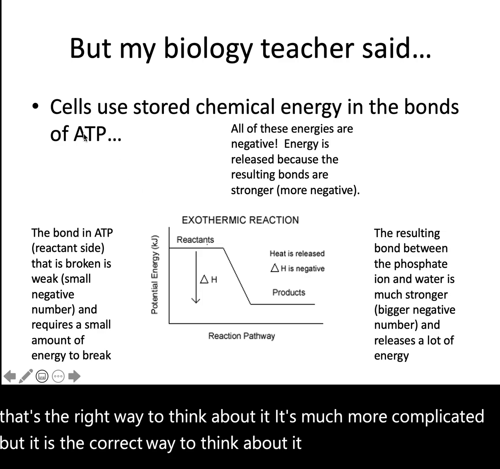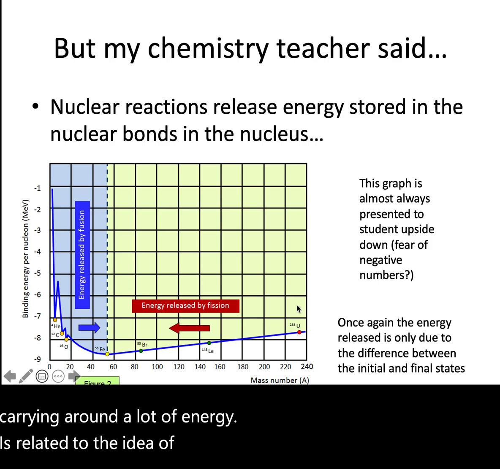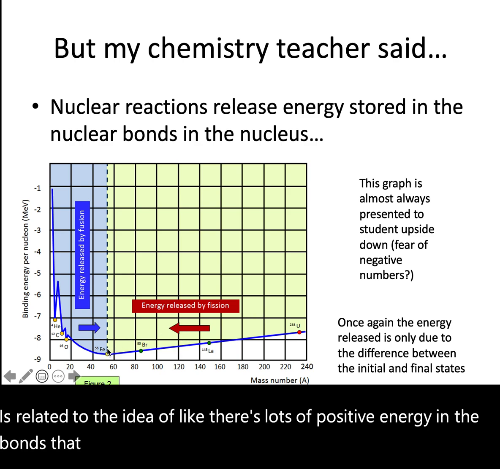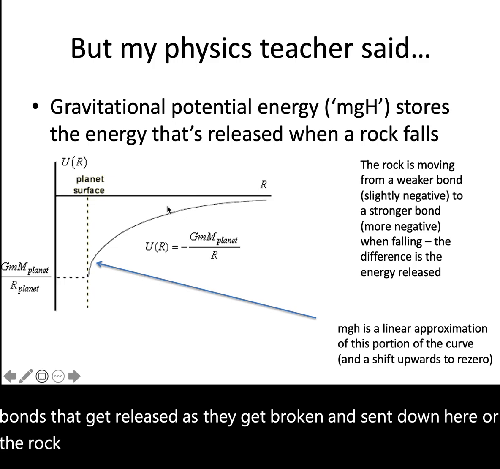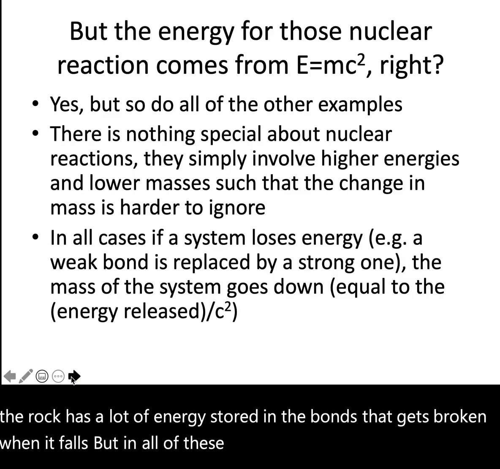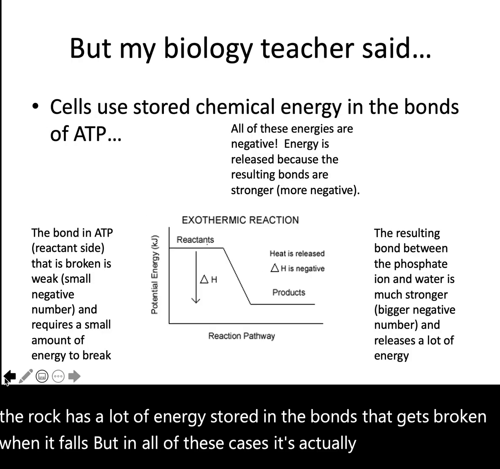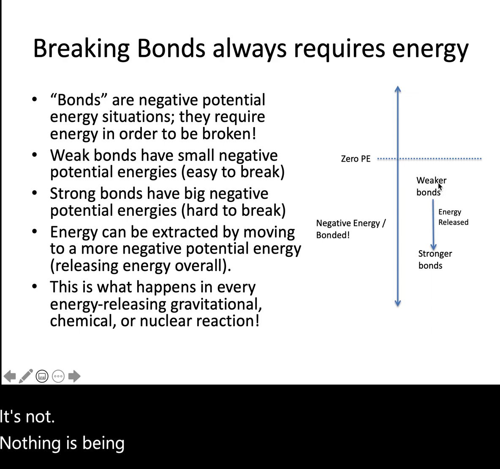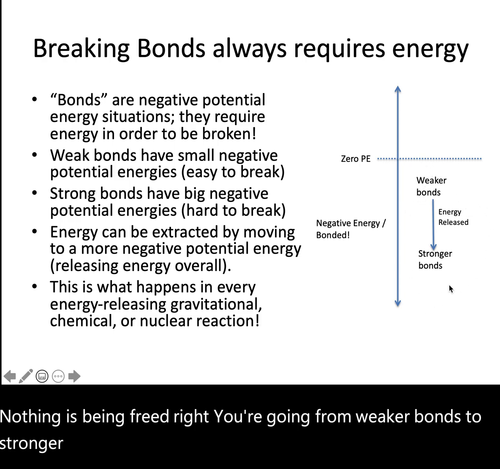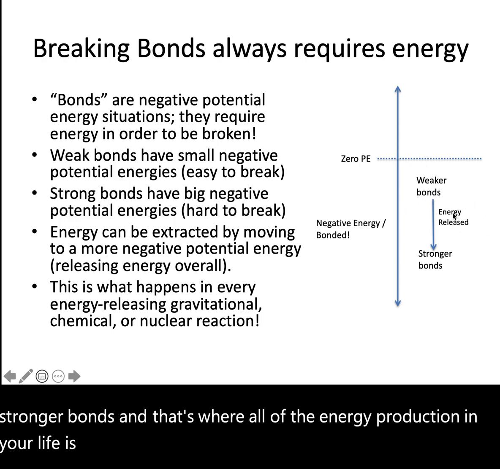So this idea that a bond is carrying around a lot of energy is related to the idea of, oh, there's lots of positive energy in these bonds that get released as they get broken and sent down here. Or, the rock has a lot of energy stored in the bond that gets broken when it falls. But in all of these cases, it's actually not... nothing is being freed, right? You're going from weaker bonds to stronger bonds, and that's where all of the energy production in your life is coming from, chemically, gravitationally, and nuclear.